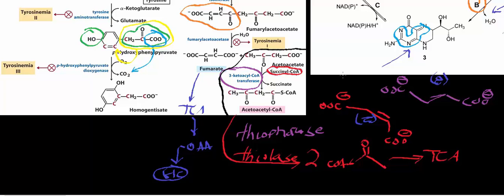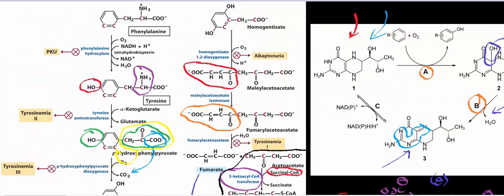Okay, so I hope this video gave you a little bit of intuition on phenylalanine and tyrosine catabolism. Now what I want to do is shift gears a little bit. In the next video, we're actually going to look at some of the imbalances that we have, specifically phenylketonuria.